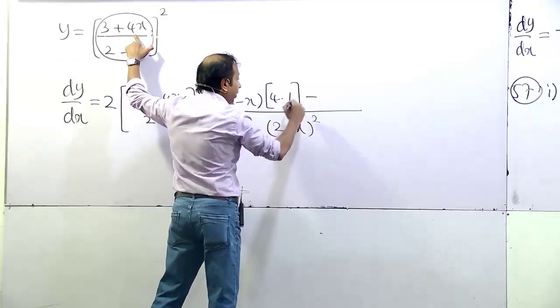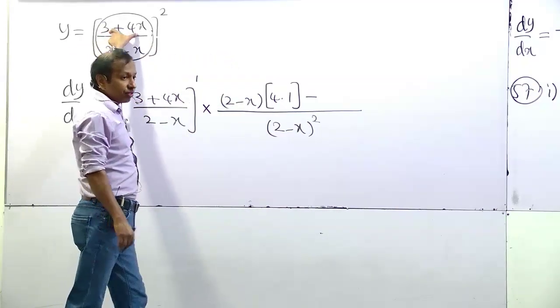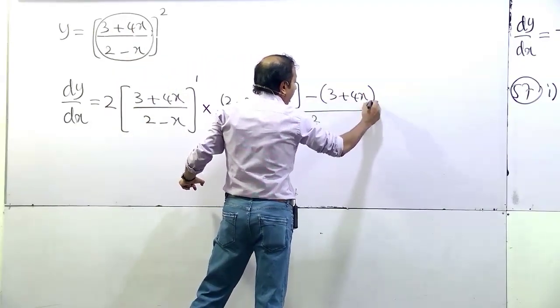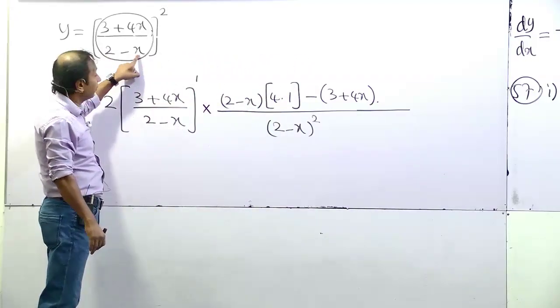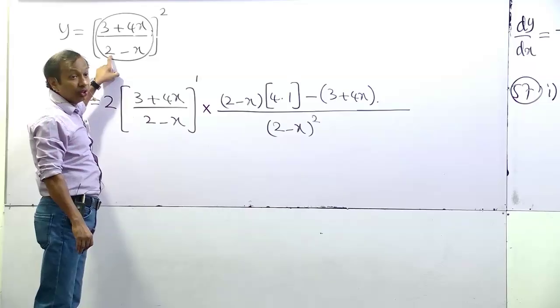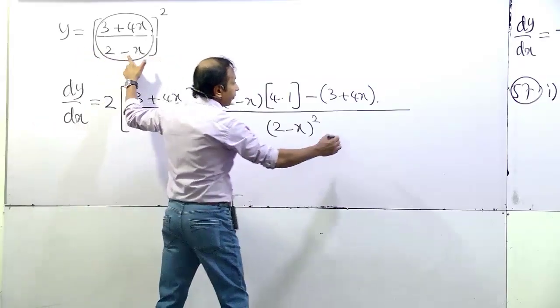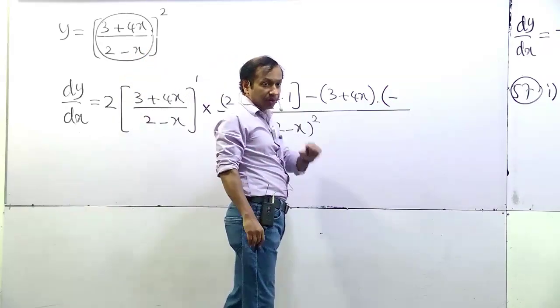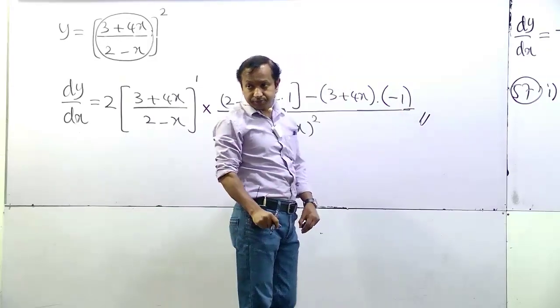That's all. Minus what? The function we differentiated, 3 plus 4x, we have to keep the same. That we multiply by the derivative of this denominator. 2 is a constant alone, 0, minus the derivative of x. What is the derivative of x? 1. Yes. All right. This way we can do that.